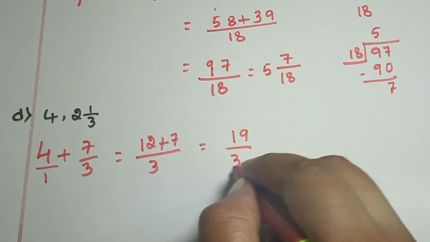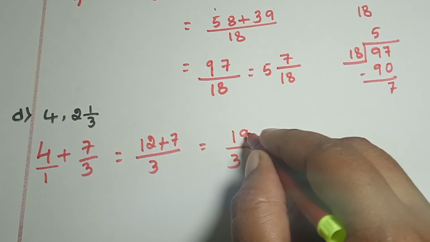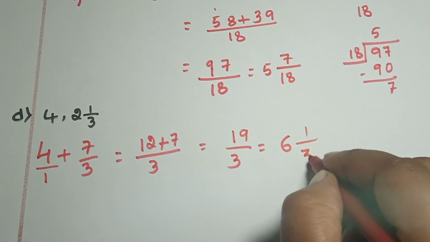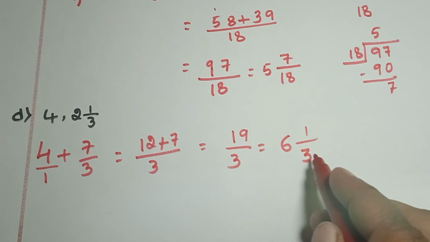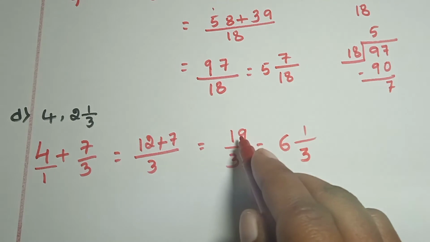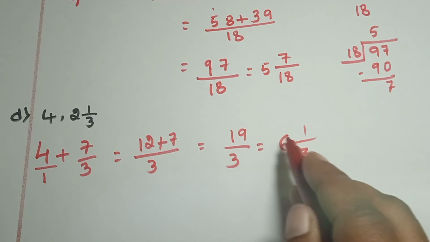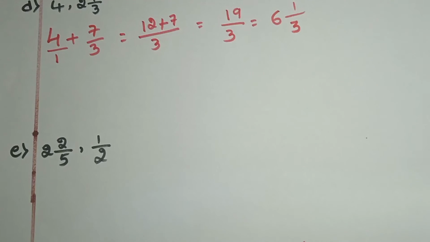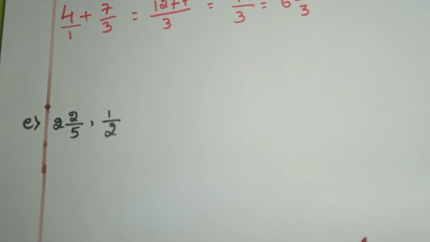19 divided by 3. How to divide this one? 3 6s are 18, 1 remainder and we should keep as it is 3. Okay, 6 3s are 18, 18 plus 1, 19 by 3. 3 6s are 18 and 1 remainder. Okay, got it, children? Yes, let us go for the next problem.